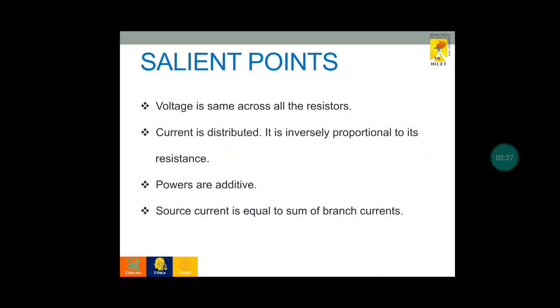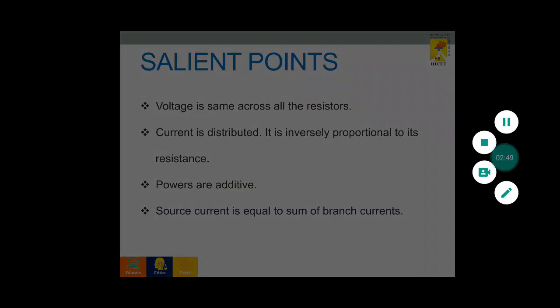Salient points, that is, important points of resistors connected in parallel: the voltage will be the same across all the resistors, and the current is distributed inversely proportional to its resistance, and the powers are additive. The source current is equal to the sum of branch currents. These are the main important points.